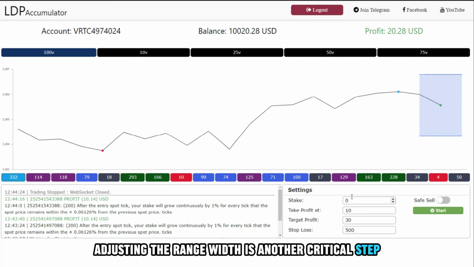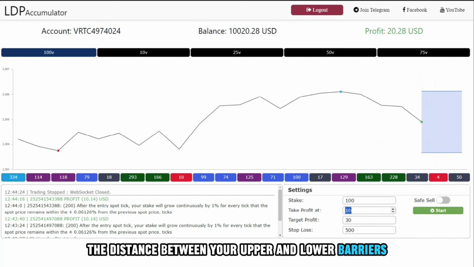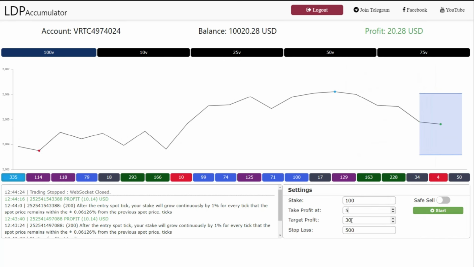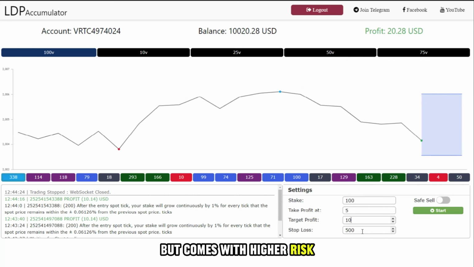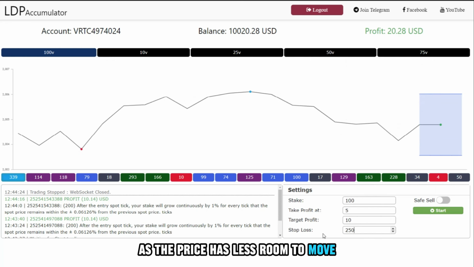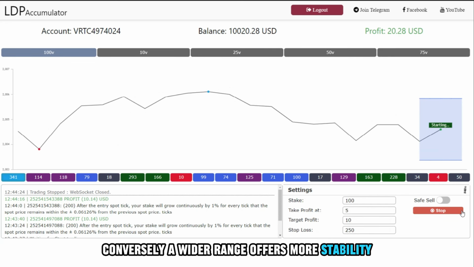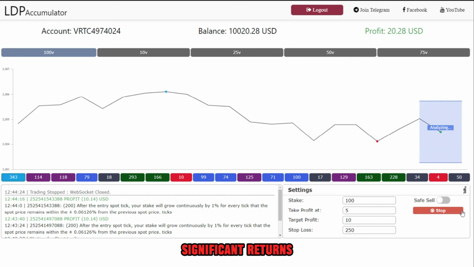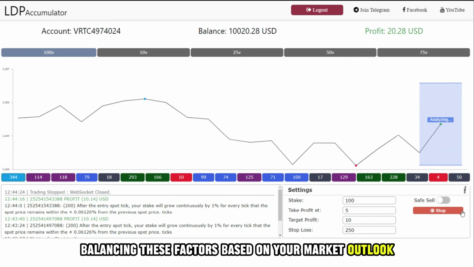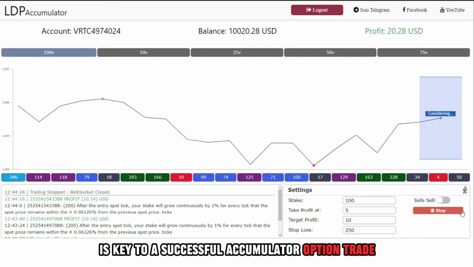Adjusting the range width is another critical step. The range width determines the distance between your upper and lower barriers. A narrower range might result in quicker profits, but comes with higher risk, as the price has less room to move. Conversely, a wider range offers more stability but may require a longer trade duration to achieve significant returns. Balancing these factors based on your market outlook is key to a successful accumulator option trade.